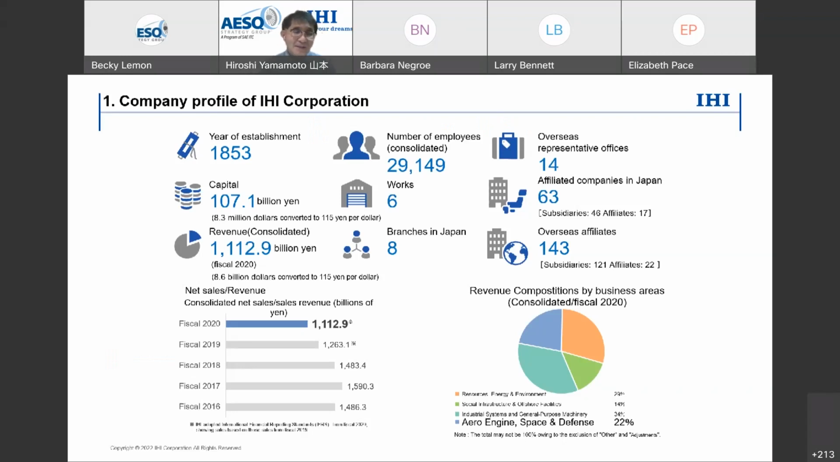The next 2 pages show a brief introduction of our company, IHI Corporation. IHI Corporation has a long history. Next year we will celebrate our 170th anniversary, and we are one of the big heavy industries in Japan. Our products include tunnel boring machines, big bridges, nuclear plants, and turbochargers also.